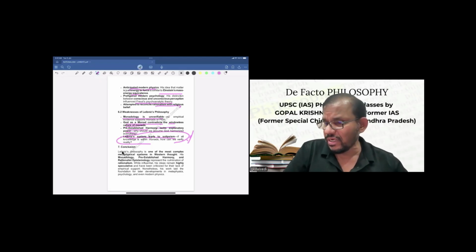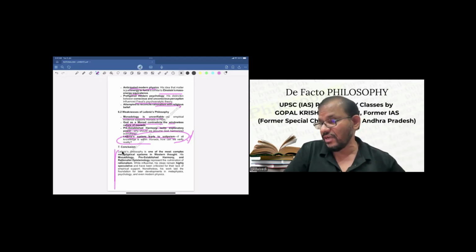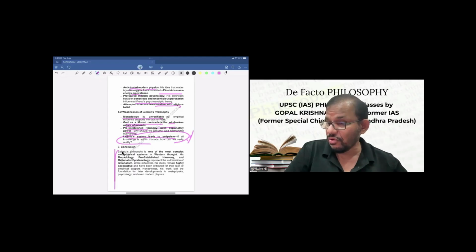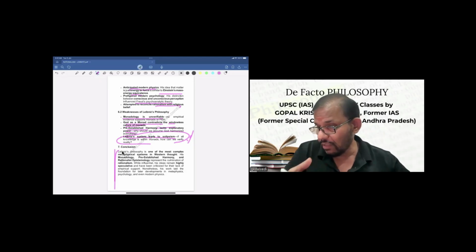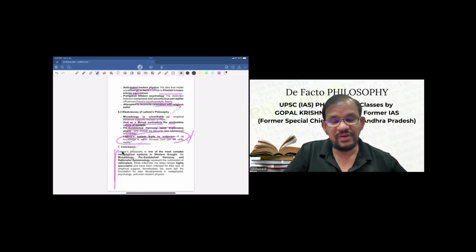And then conclusion: definitely it has a lot of negative points, but it's still a quite influential philosophy. Leibniz has been one of the most important rationalist philosophers. His philosophy embodies the culmination of what was started from Descartes, then developed in Spinoza and culminated in Leibniz. So this is, in brief, the whole philosophy of Leibniz.